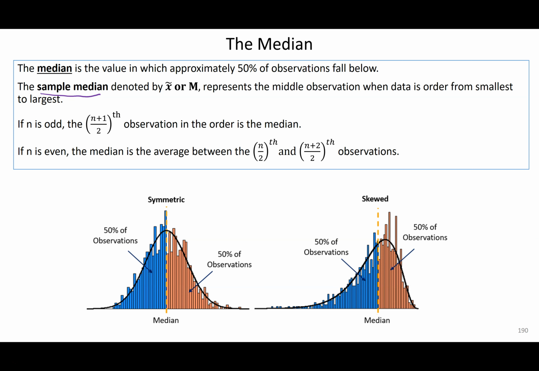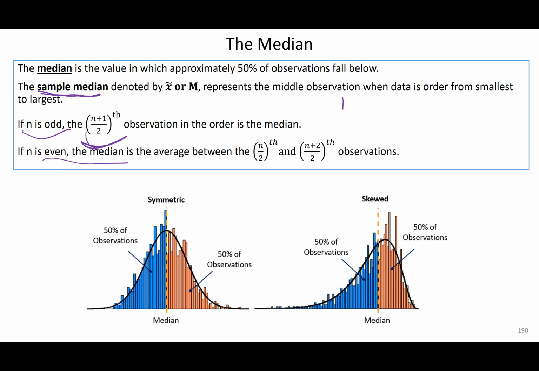When we talk about the sample median, we'll denote it by an X with a tilde above it, or just the capital letter M. It's not super consistent, not like X bar is for the mean. So things to note: if our sample size is odd, it's going to be the middle observation. If it's even, you're going to take the two middle observations and average them.